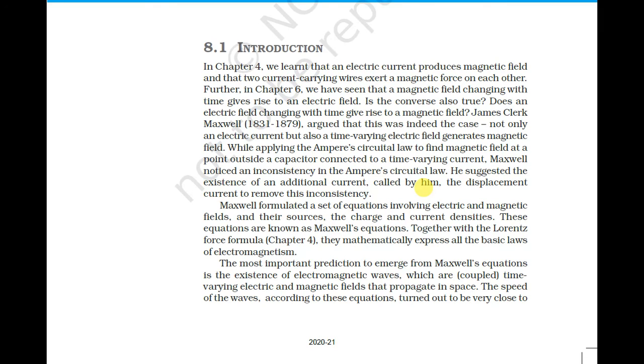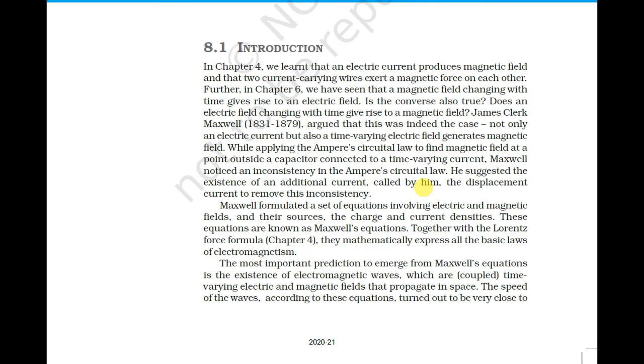The Lorentz force formula: F is equal to Q into E plus Q into, in brackets, V cross B. So this is the Lorentz force formula. Together, these mathematically express all the basic laws of electromagnetism.